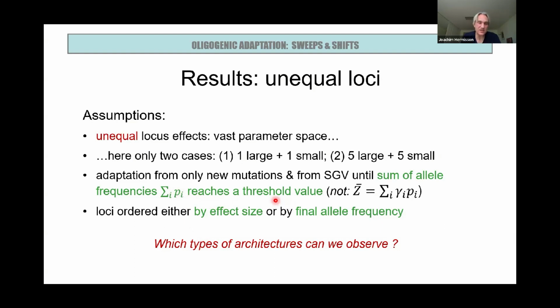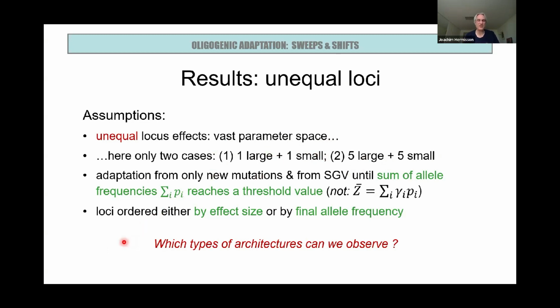And just note this, we have changed the stopping condition a little bit. For equal loci, whether we condition on the sum of allele frequencies or on the trait mean, which is just proportional to the sum of allele frequencies, is the same thing. But for different loci, it is more practical to condition on the sum of allele frequencies, just to be able to compare results for different ratios of large and small effect sizes.